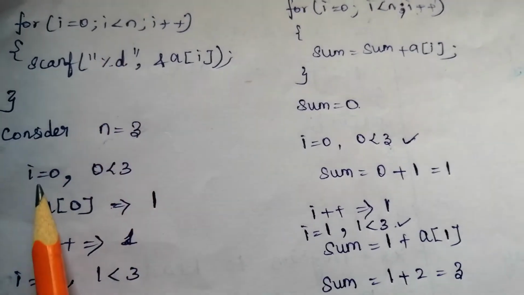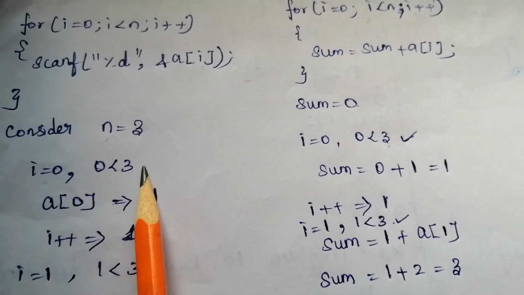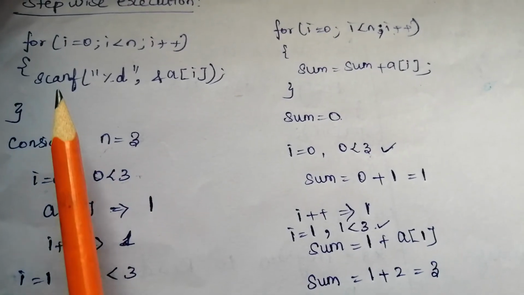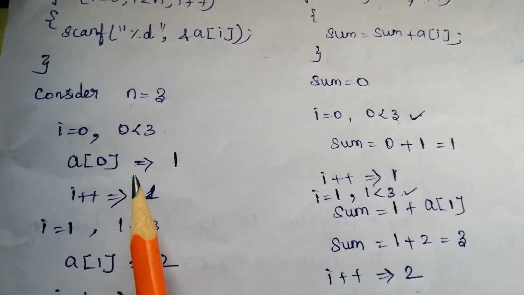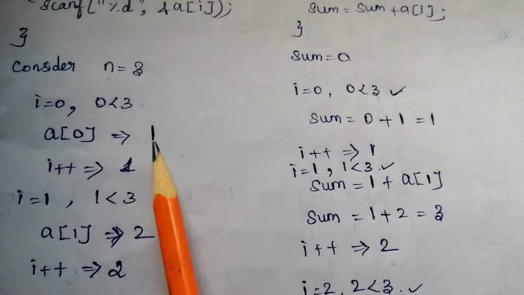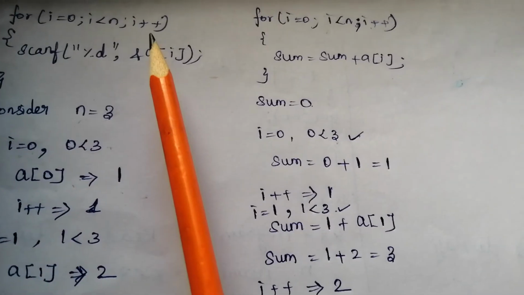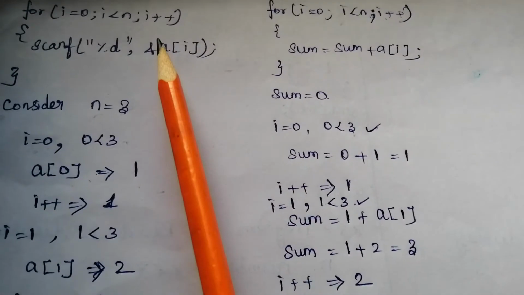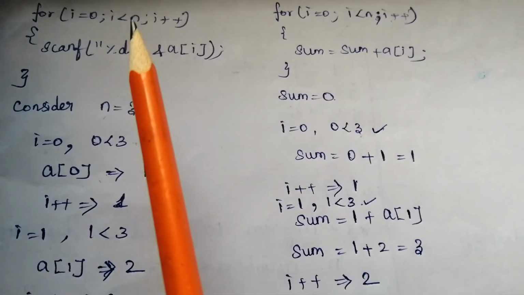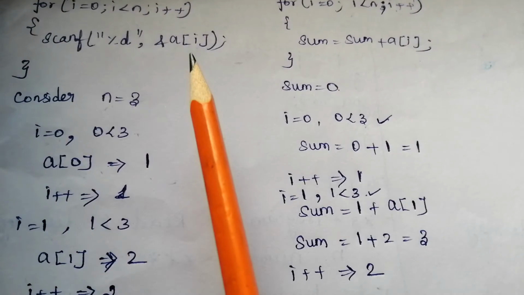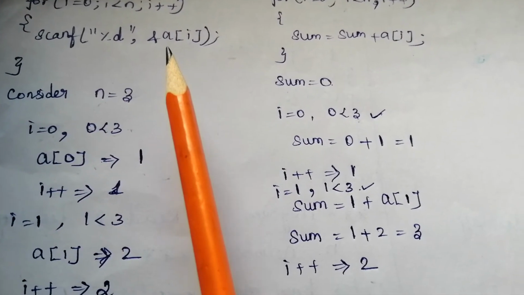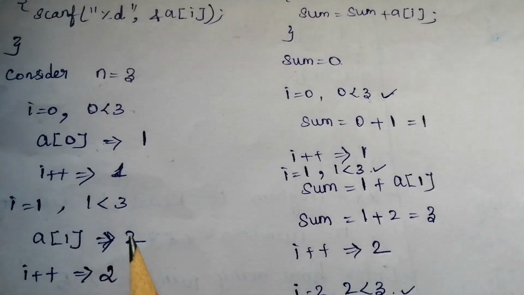So here i equal to 0, 0 is less than 3. Condition true, so automatically this statement will be executed. We are reading the value 1, and that 1 will be stored in the variable a of 0. In the next iteration, the i value will get incremented by 1. Now i value will be 1. 1 is less than 3, condition true, this statement will be executed. Next, the second input will be read, a of 1 which is equal to 2.